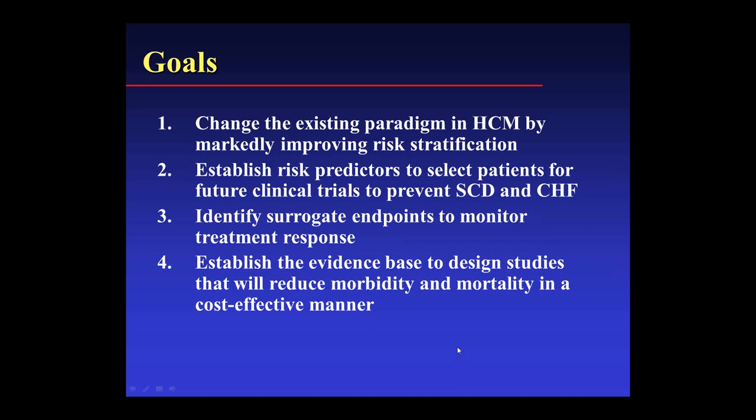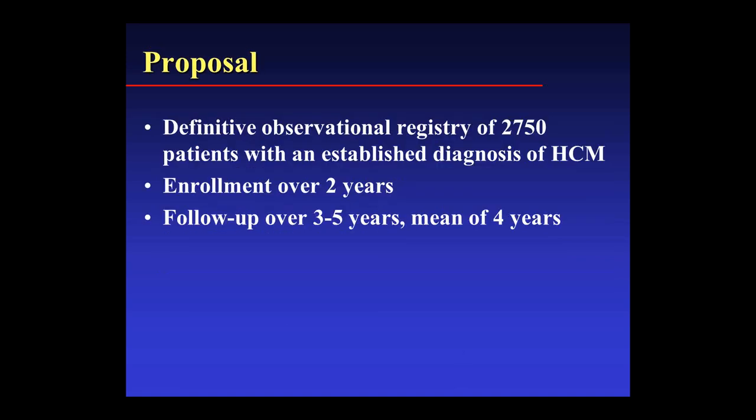We proposed to the NIH, and we're lucky to be funded, a definitive observational registry of 2,750 patients with an established diagnosis of HCM. This is not a screening study. These are patients who will have the diagnosis made by their cardiologist, and either by echo or CMR, et cetera, or genetics. These patients will be enrolled over the next 2 years and will be followed up for at least 3 and up to 5 years, depending on where in the 2-year period they get enrolled. The average follow-up will be 4 years.